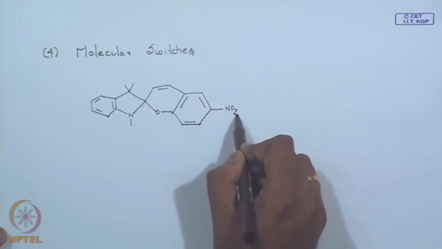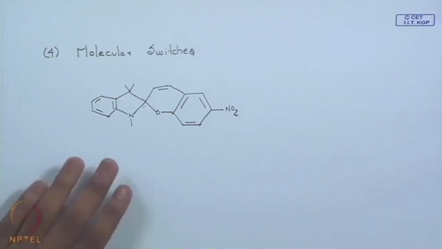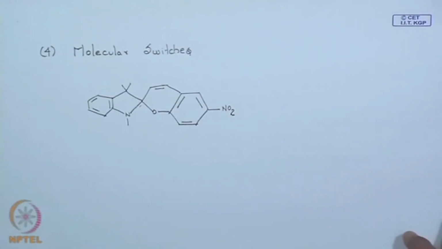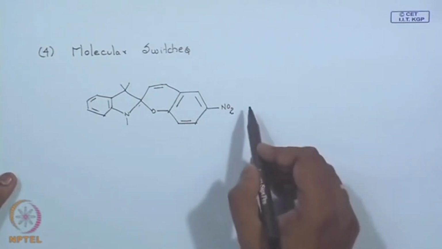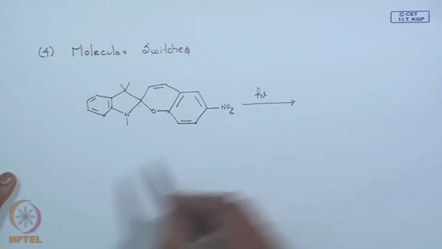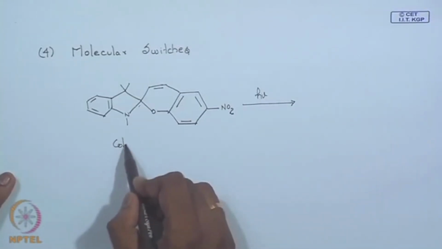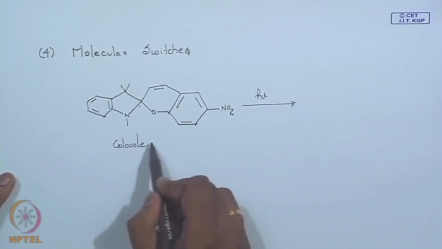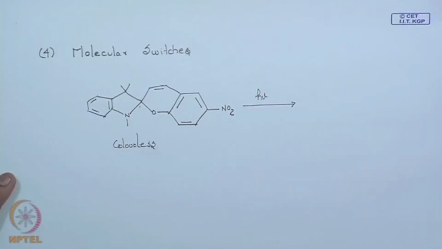Nitro. Okay, this is a very good molecule. Now if I take this molecule, and if I photolyze it, this molecule is colorless. Fine, this molecule is colorless.